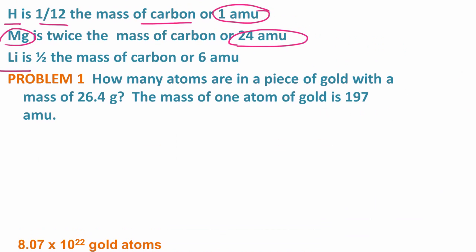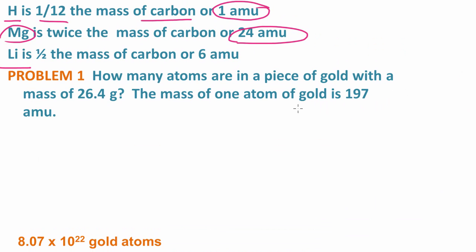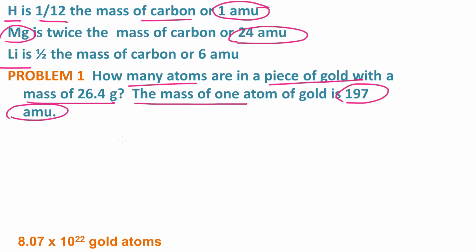So here's a problem for us. We're being asked how many atoms are in a piece of gold that has a mass of 26.4 grams. That's what we measure on the scale. Here we're told the mass of one atom of gold is 197 atomic mass units. Oh, we can set up an equivalence here.